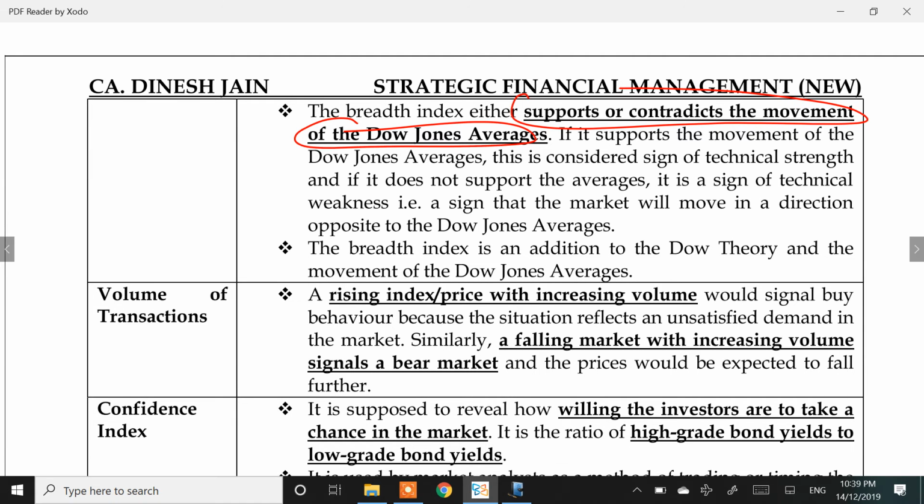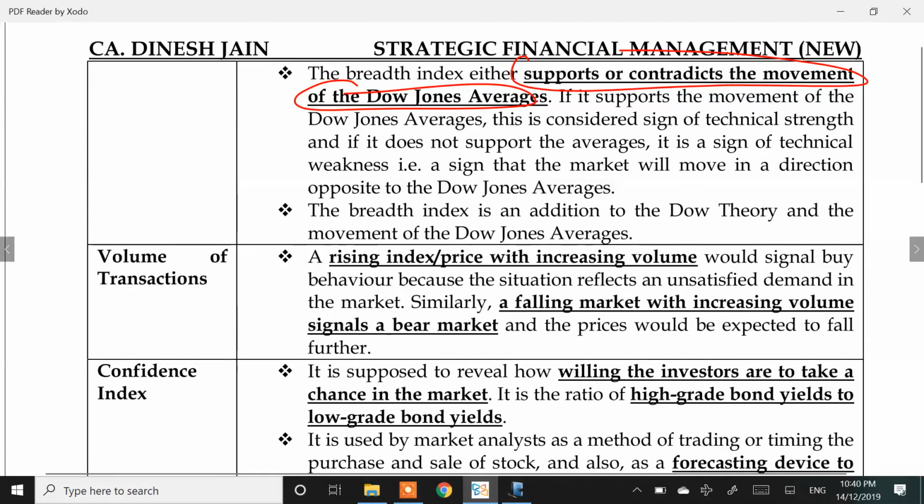The second part is volume of transactions. A rising price with rising volume. Volume basically indicates the number of shares bought and sold in a single day. So if the share price is moving up and the volumes are also moving up, that will indicate a buy signal. And if the share prices are coming down and volumes are again going up, that will indicate that there is a bear market.